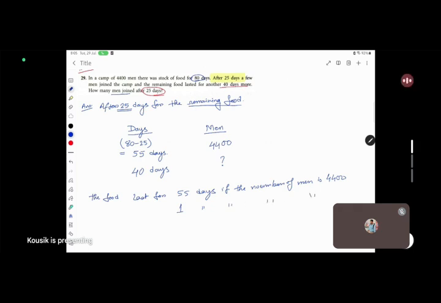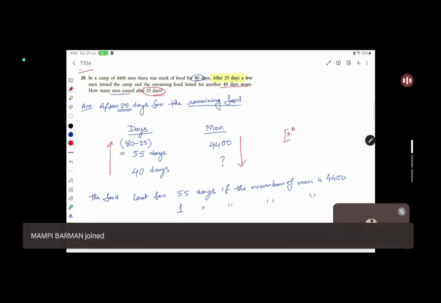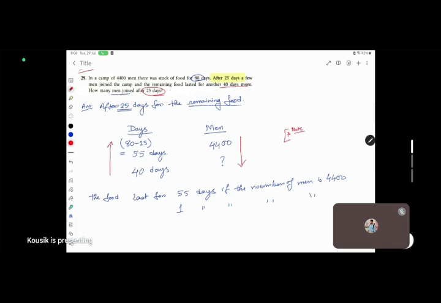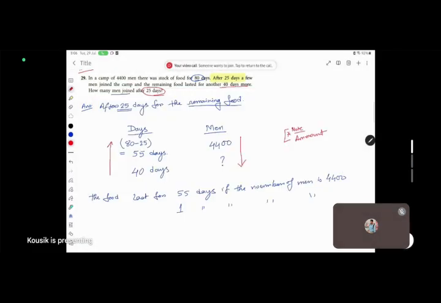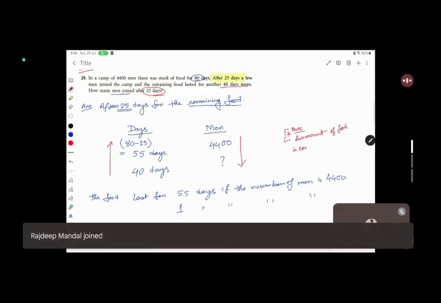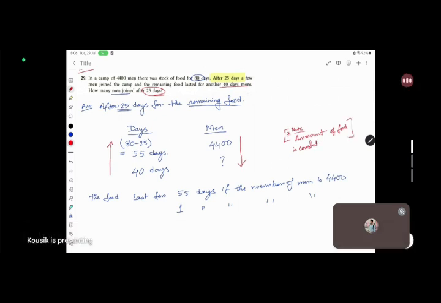So see there, this relation is inverse relation. Ulto. This is the opposite relation. Why? Because if the number of men is increased, then the number of days is decreased. Note it. What is the note? That the amount of food is constant. Since the amount of food is constant, what will happen? The number of days will be decreased when men increase.